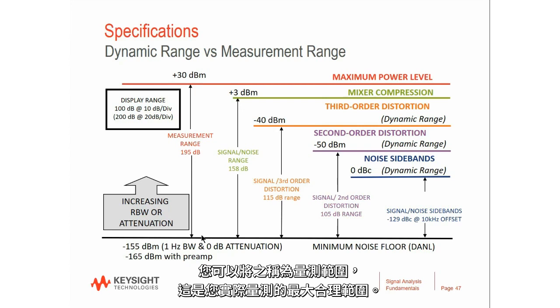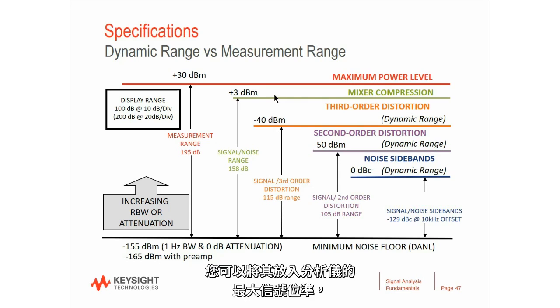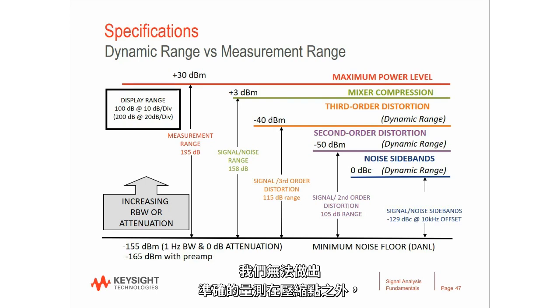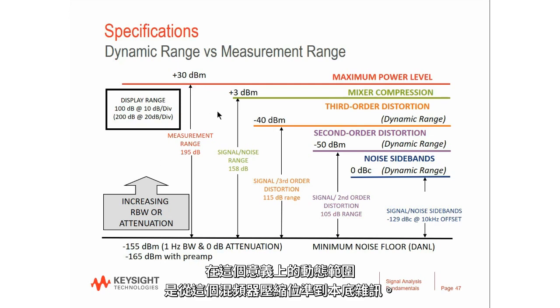This is the maximum plausible range you could actually make a measurement in. It turns out there's probably a more realistic definition. For example, the green bar here represents the maximum signal level that you could put into your analyzer before you start to see compression phenomena. This is a little bit different than distortion phenomena. We're just not able to make accurate amplitude measurements beyond the compression point because the IF output from the mixer is no longer linearly proportional to the input power of the mixer. Again, the dynamic range in this sense is from this mixer compression level down to the noise floor.